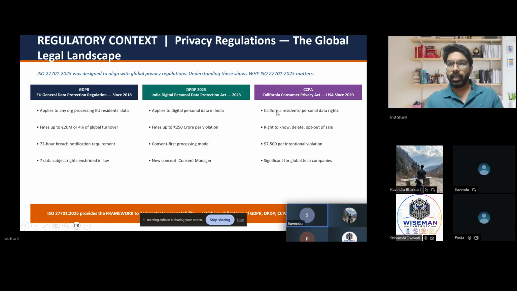CCPA, the California Consumer Privacy Act, since 2020. It applies to California residents' personal data rights. So similar to GDPR, similar to DPDP, it's for US persons. Right to know, delete or opt out of sale. So if their data is stored by any company, the US customer has a right to know, delete or opt out of that particular sale or marketing. This is the volume of fines, $7,500 per violation. And it is significant for global tech companies, this much amount.